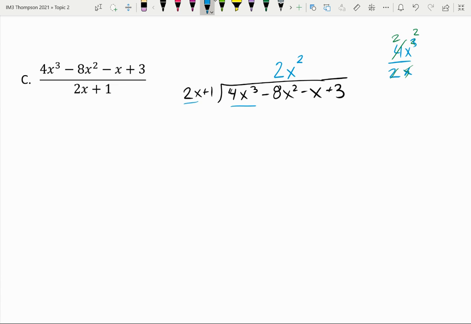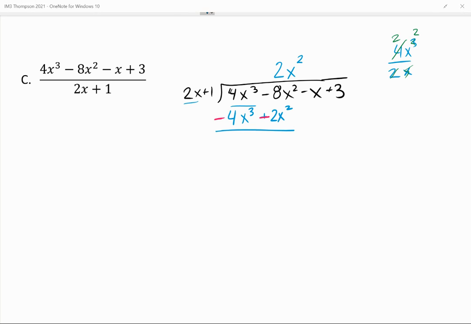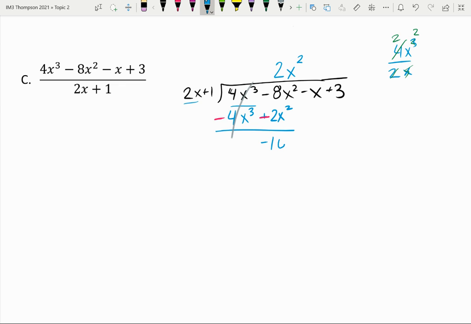Then I multiply 2x squared times 2x. 2 times 2 is 4. X squared times x is x cubed. 2x squared times 1, 2x squared. Change the signs. 4x cubed minus 4x cubed cancels. Negative 8x squared minus 2x squared. Negative 10x squared. And I bring down the minus x.